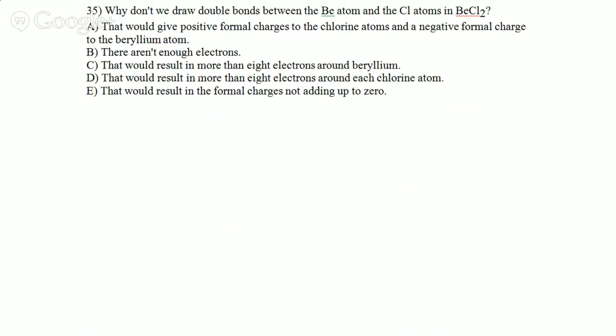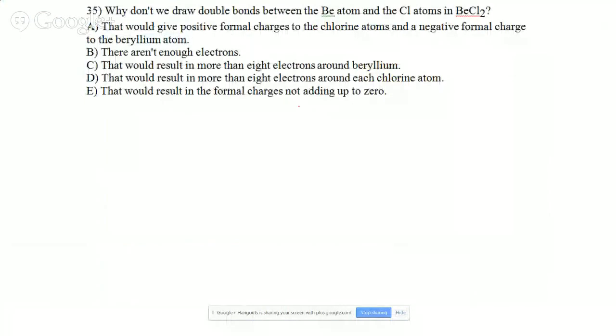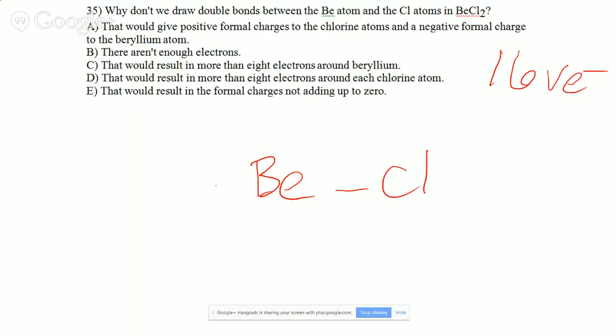35. Why don't we draw double bonds between the Be atom and chlorine atoms in BeCl2? So let's first draw that, right? So we look up Be, how many valence electrons? Here's Be, it's got 2, and chlorine's got 7. So we have a total of 16 valence electrons to draw. So put Be in the middle, Cl, Cl, complete the octets, and hey, don't you know it? We've run out of electrons, we're done, right?